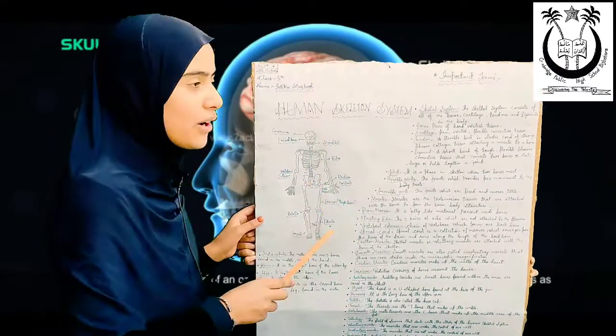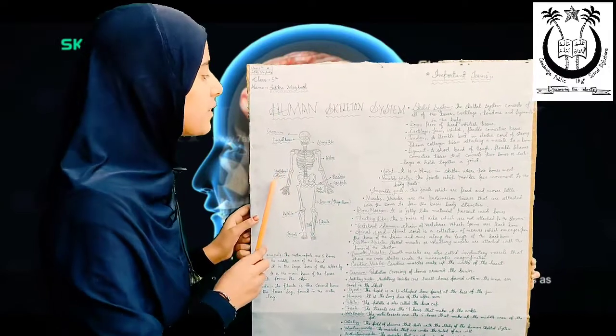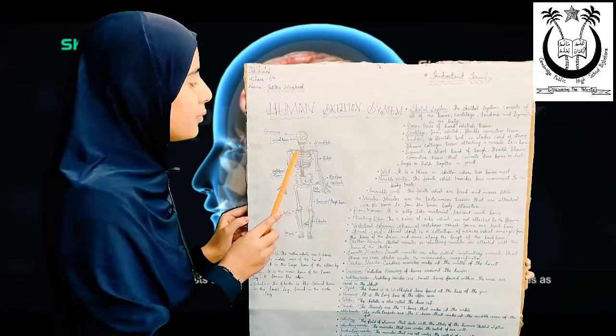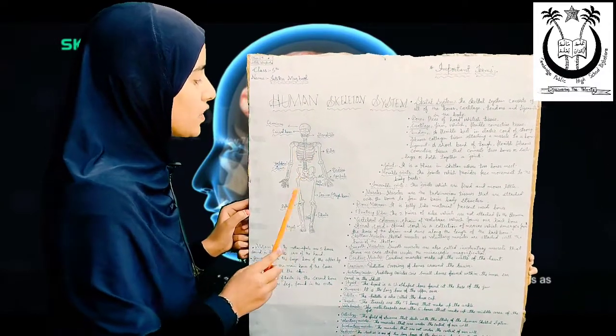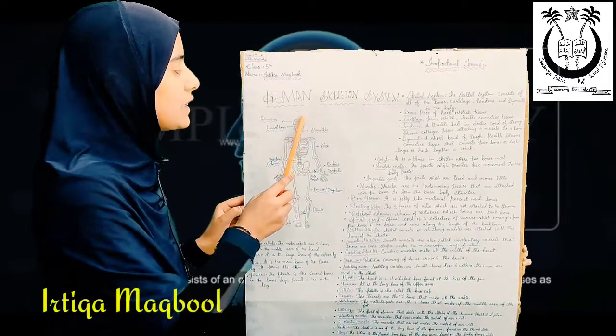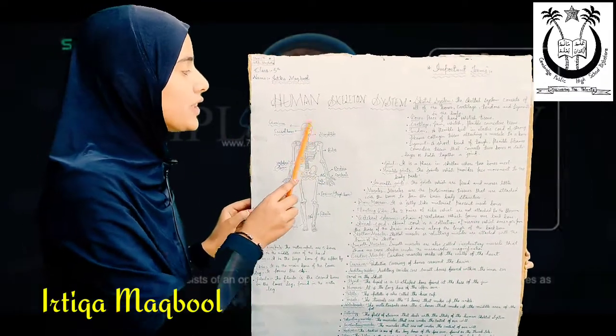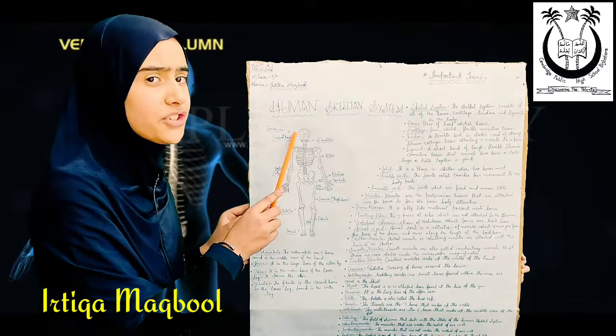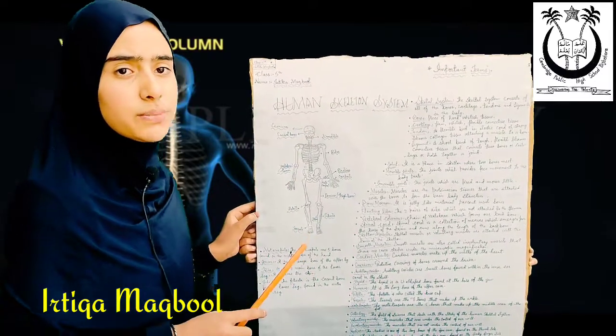Now let's learn more about the skeletal system. Our skeletal system consists of the skull, the backbone, the ribcage, and the two pairs of limbs. Now first of all, we will discuss the skull. This head portion is called the skull. The skull is a hollow structure. It consists of 22 bones.